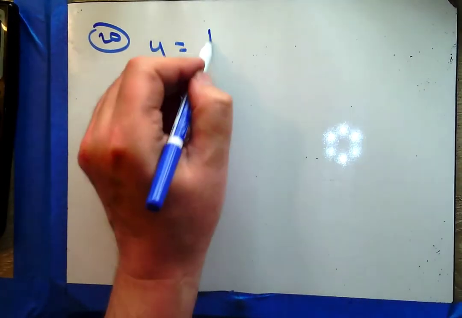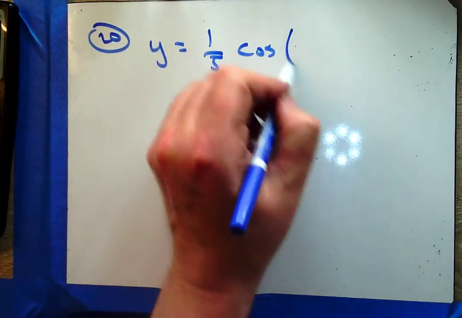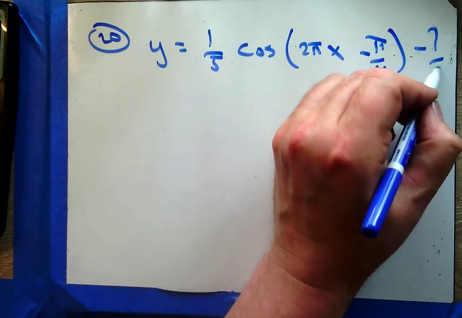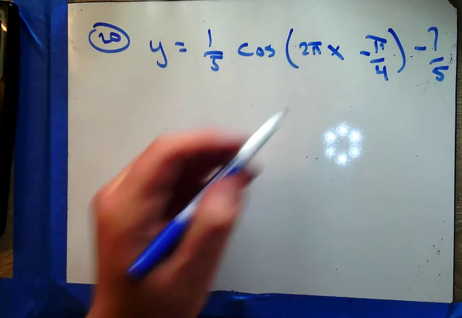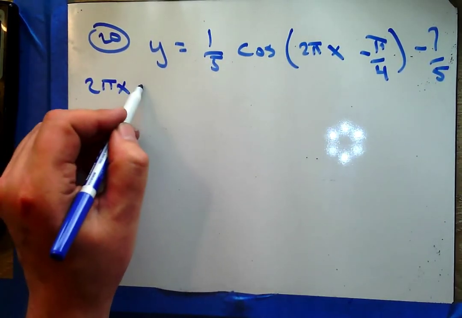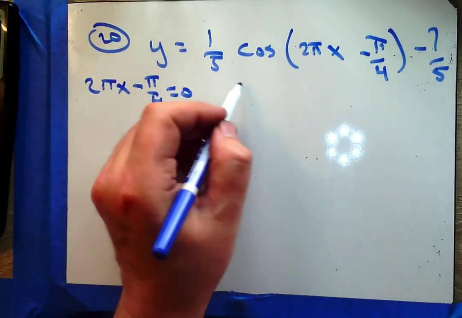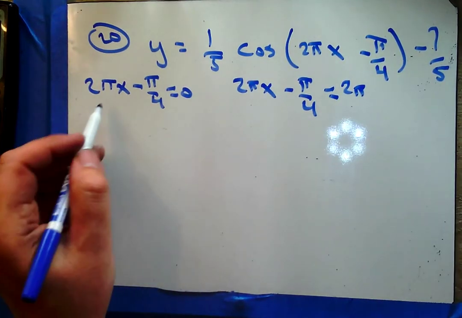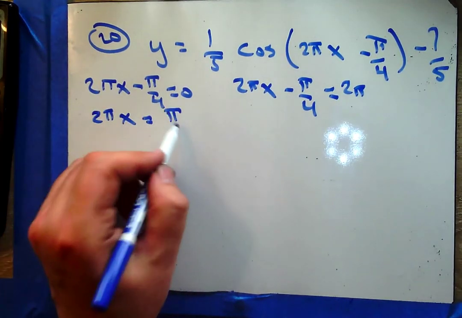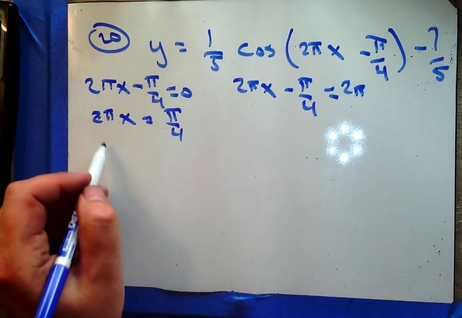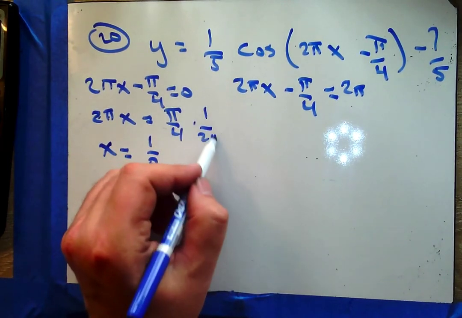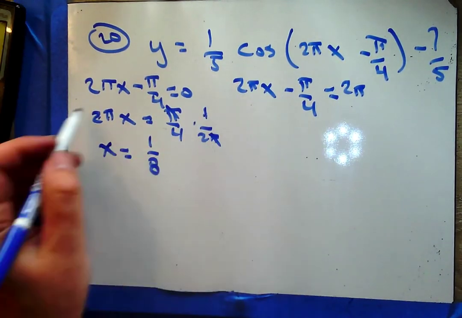Problem 20. Graph a cosine: y equals 1/5 cosine of (2 pi x minus pi over 4) minus 7/5. Okay, so cosine, I set the argument 2 pi x minus pi over 4 equal to 0, and 2 pi x minus pi over 4 equals 2 pi. I get 2 pi x equals pi over 4. If I divide by 2 pi on each side, I get 1/8 here, right? Because 1 over 2 pi, these cancel, 1 over 8.